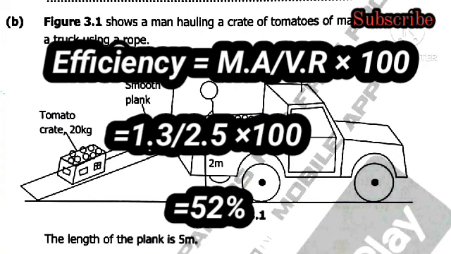Yes, it is the same mechanical advantage that should help you to calculate efficiency. Efficiency is equal to mechanical advantage over velocity ratio times 100. So if you got mechanical advantage wrong, you are going to fail even the efficiency. So efficiency is equal to 1.3 over 2.5 times 100, and the answer was 52%. Yes, I hope you have understood. Let's go to the next one.